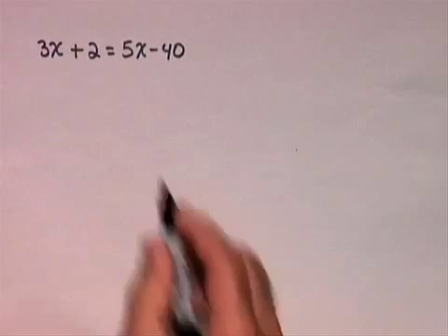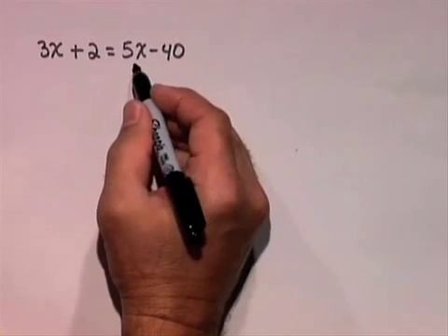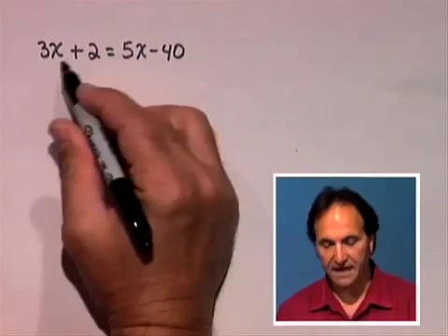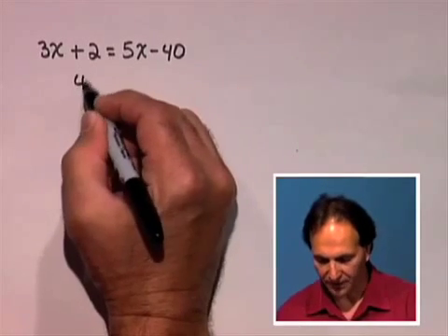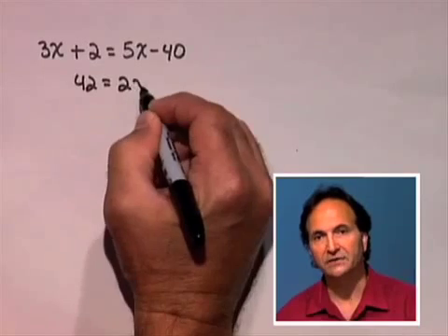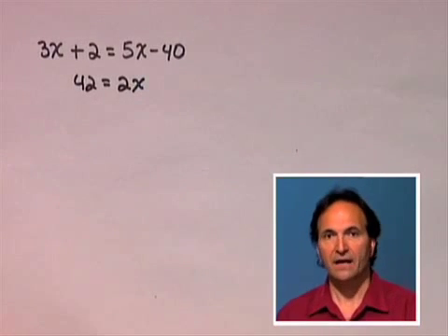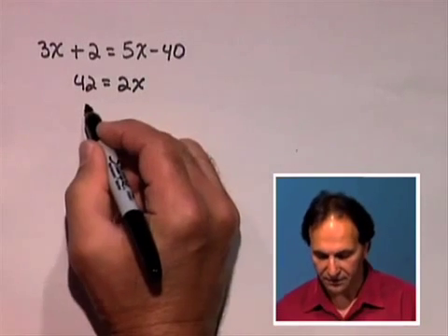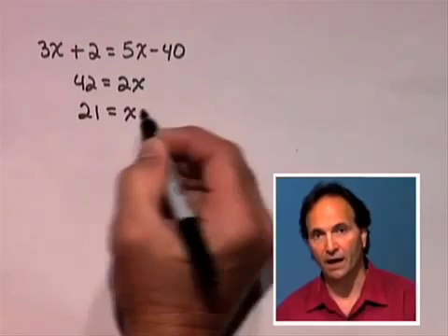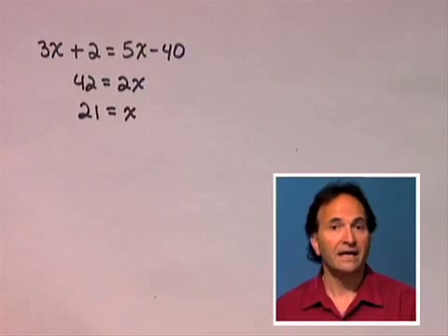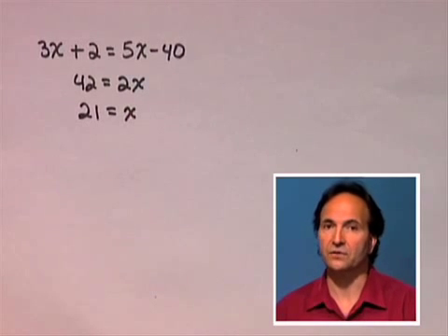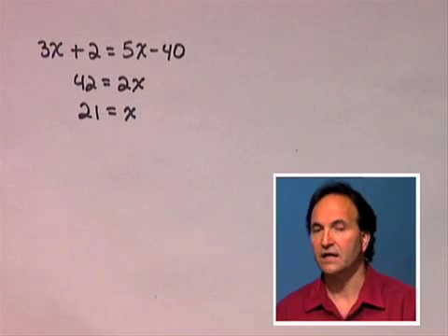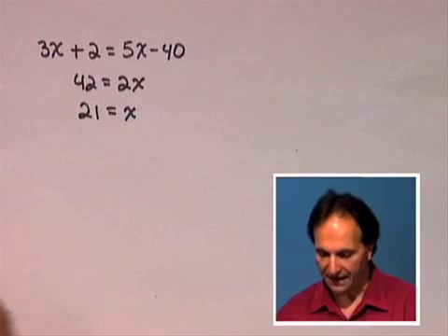And so now, we have x's on each side, so let's subtract the 3x from each side and at the same time add 40 to both sides. So we have 42 is equal to 2x. Now, dividing both sides by 2, we get 21 is equal to x. Now, that's just the value of x. We need to substitute that back into our expressions to find the actual measure of the angles.